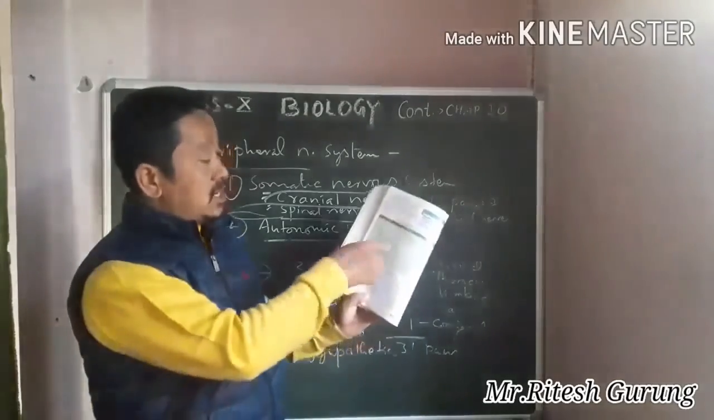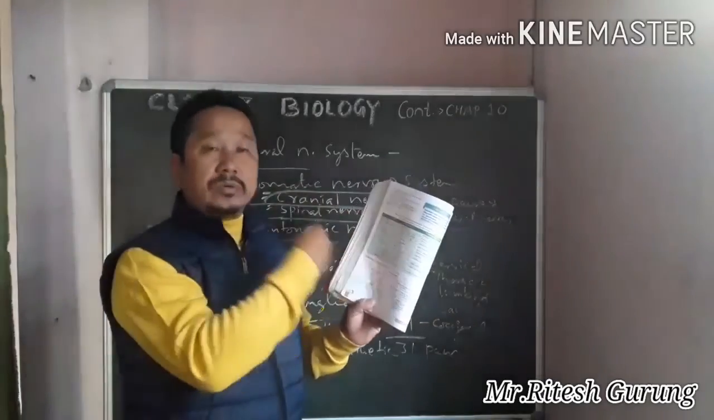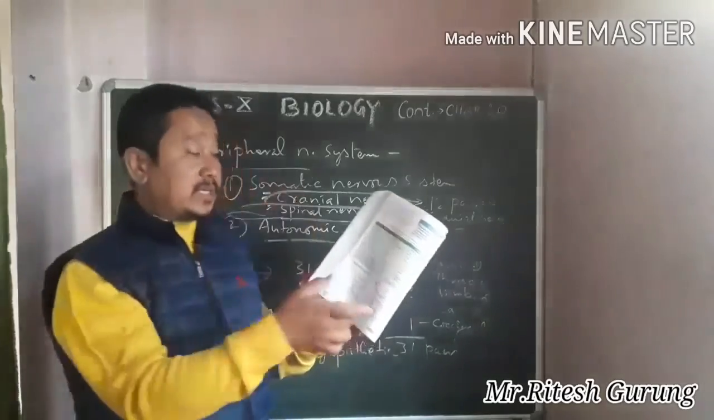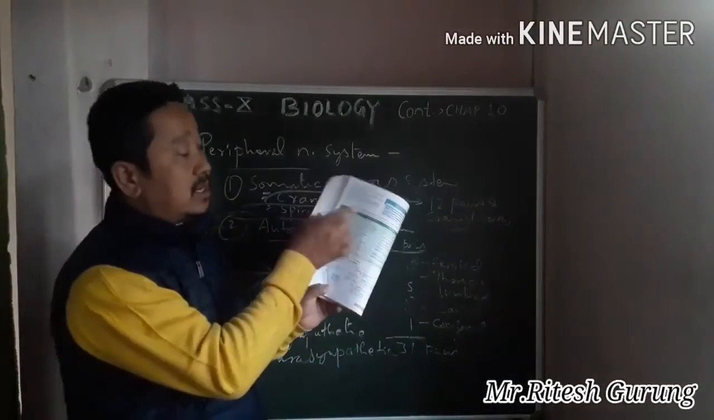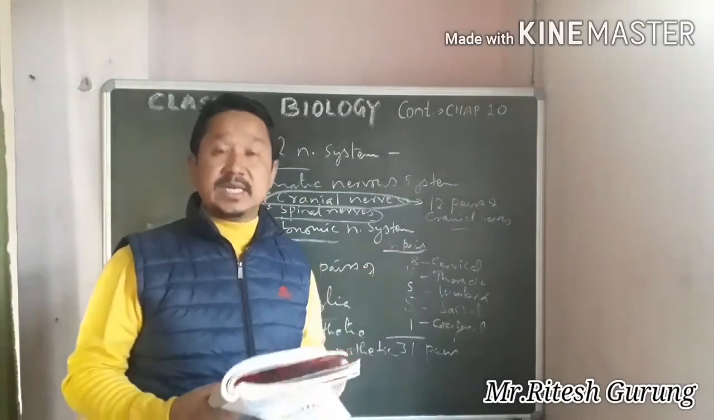So there are a number of organs given, showing how these organs behave during the sympathetic system and the parasympathetic system. All have been given here in the table. Please refer to this table, so that you understand it better.